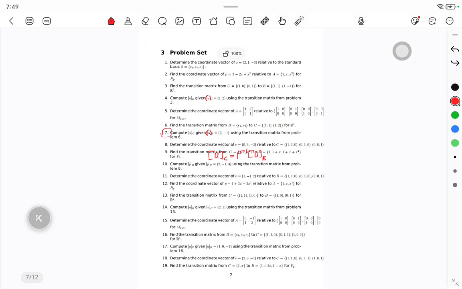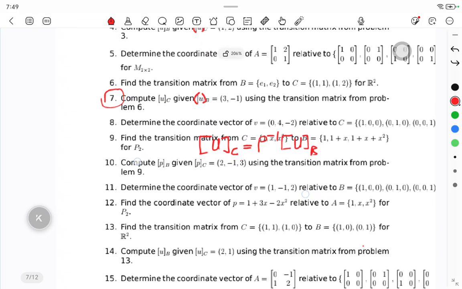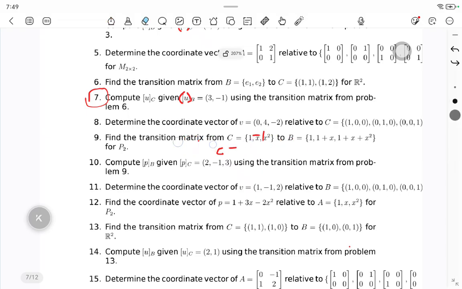So number 8, they say we should determine the coordinate vector of v relative to C. Meaning, what is it that we should do here? Meaning we should express v as a linear combination of these ones, right? Yes. In other words, we should find v, the coordinate vector.